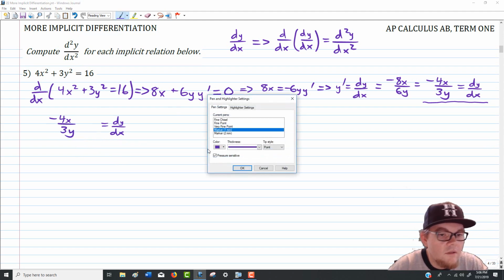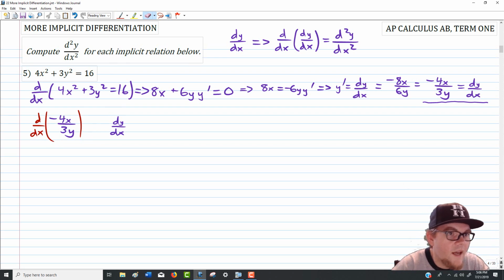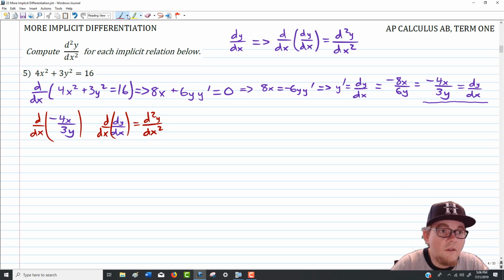What we want to do next is take the derivative with respect to x of both sides of this equation, specifically because the derivative with respect to x of dy dx is exactly what we're looking for. This is going to give us d2y over dx squared, otherwise known as the second derivative of y with respect to x. So again, this right side's easy. The left side's where the real work happens.